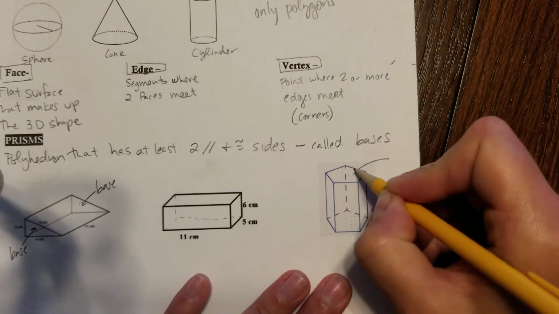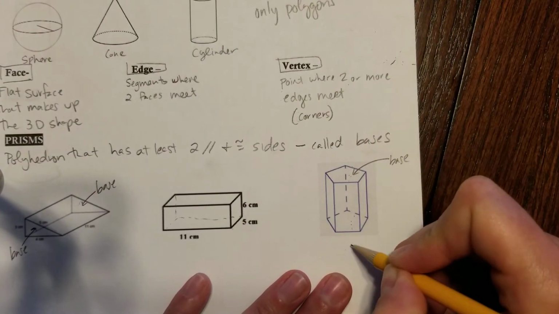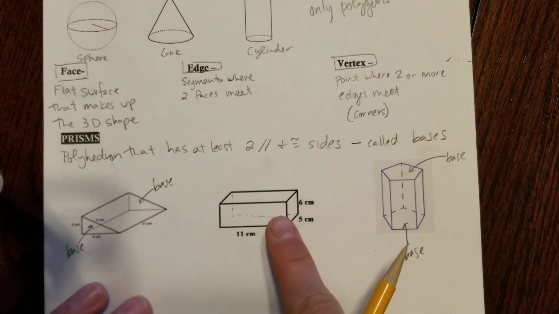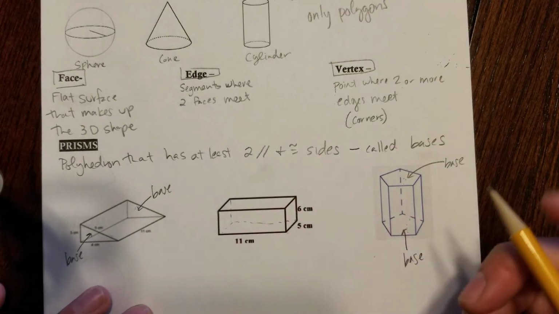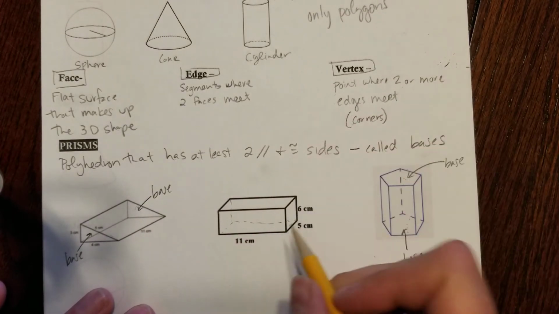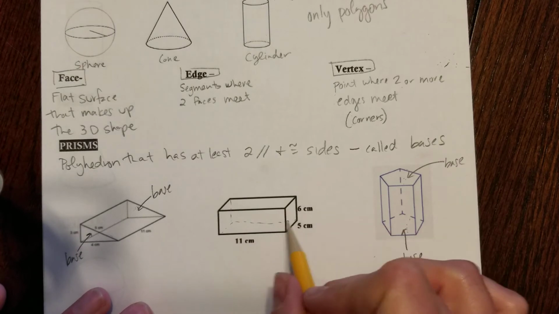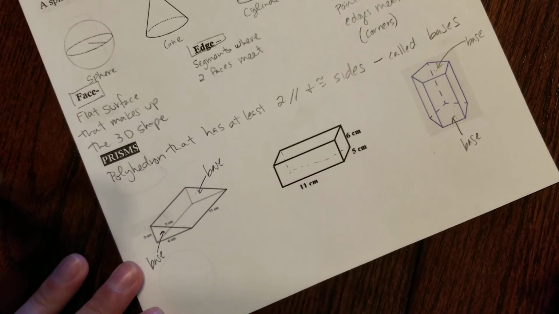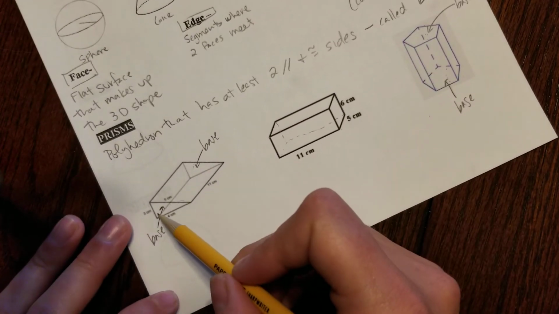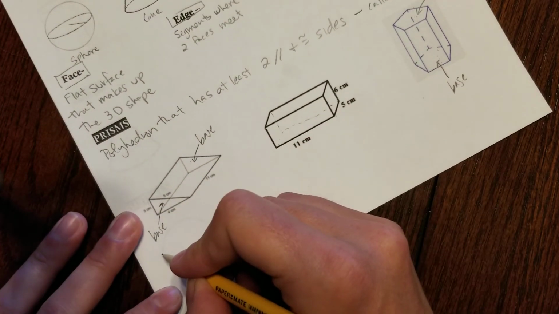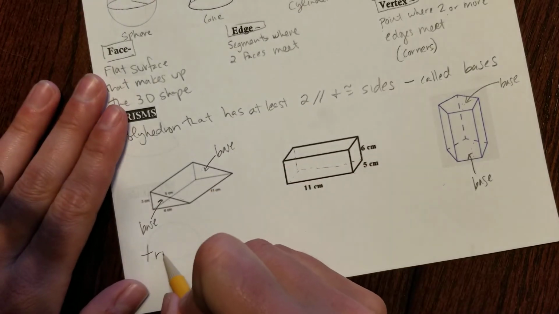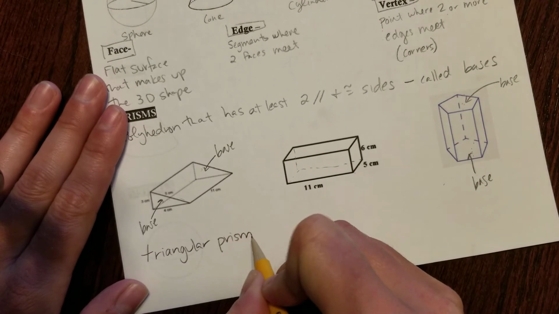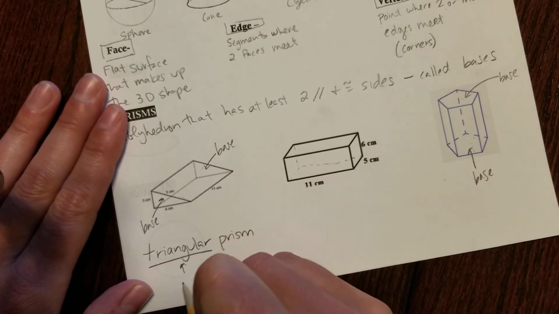In this one, this would be a base, and this would be a base. Now, in a rectangular prism where everything's a rectangle, it could be the top and the bottom, it could be the front and the back, it could be the left and the right, because all of those sets are parallel and congruent. Now, when you name a prism, you always name it by its base. So here our bases are triangles, so this is a triangular prism. So always named by the base.